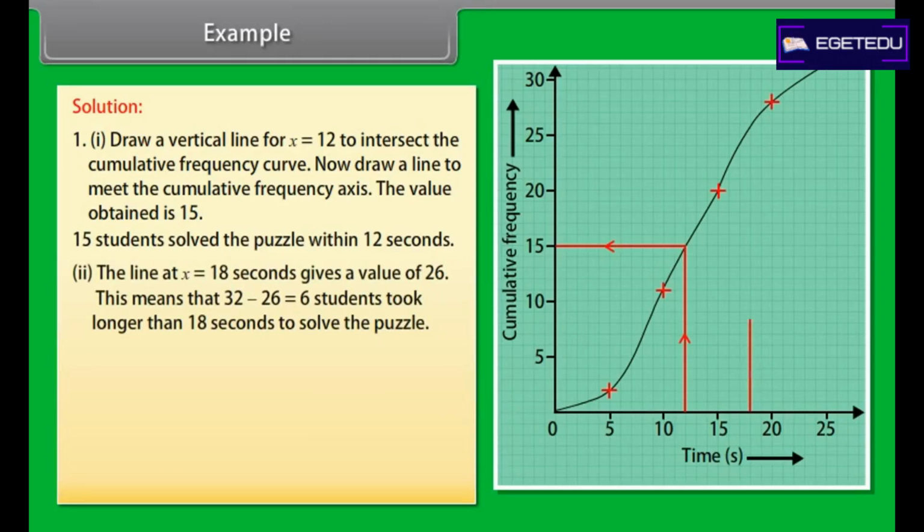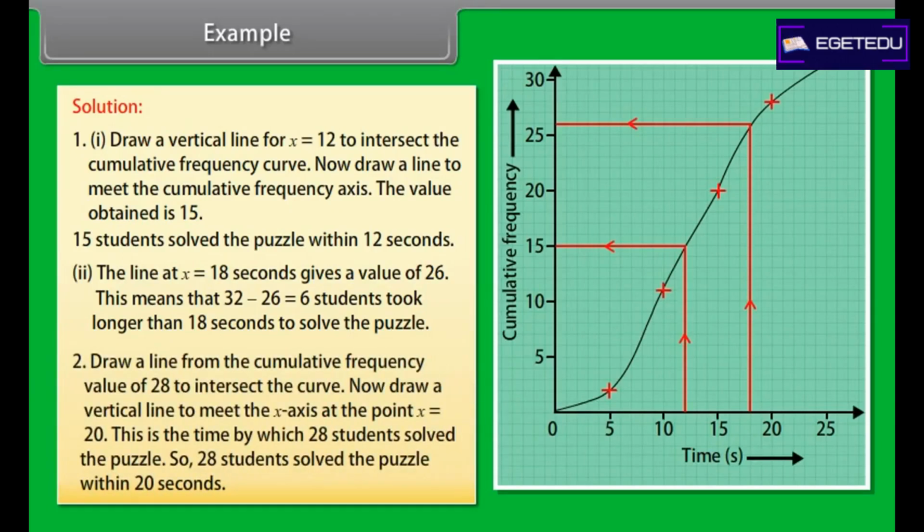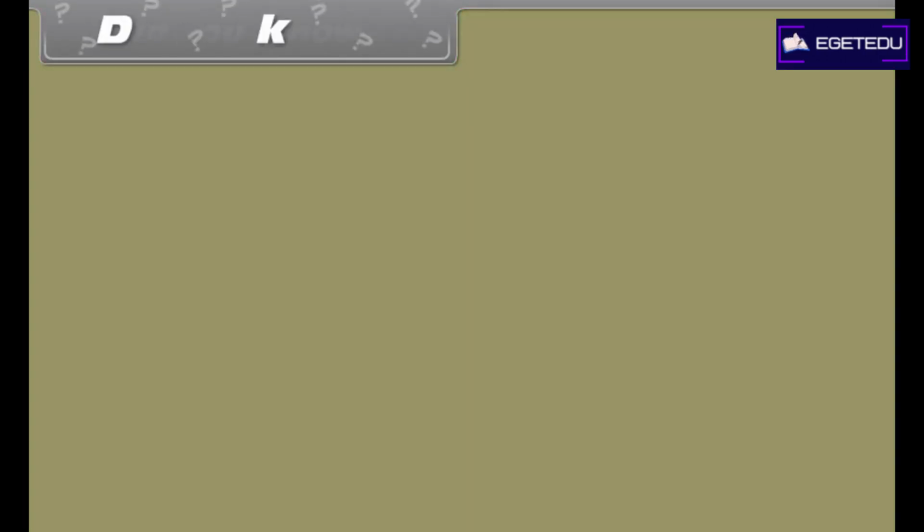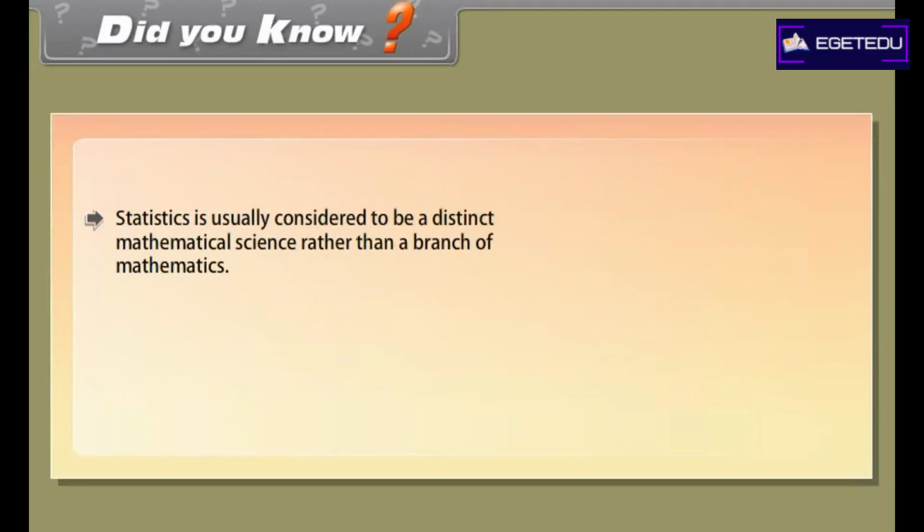2. The line at x as 18 seconds gives a value of 26. This means that 32 minus 26 equals 6 students took longer than 18 seconds to solve the puzzle. Draw a line from the cumulative frequency value of 28 to intersect the curve. Now draw a vertical line to meet the x-axis at the point x as 20. This is the time by which 28 students solved the puzzle. So, 28 students solved the puzzle within 20 seconds.